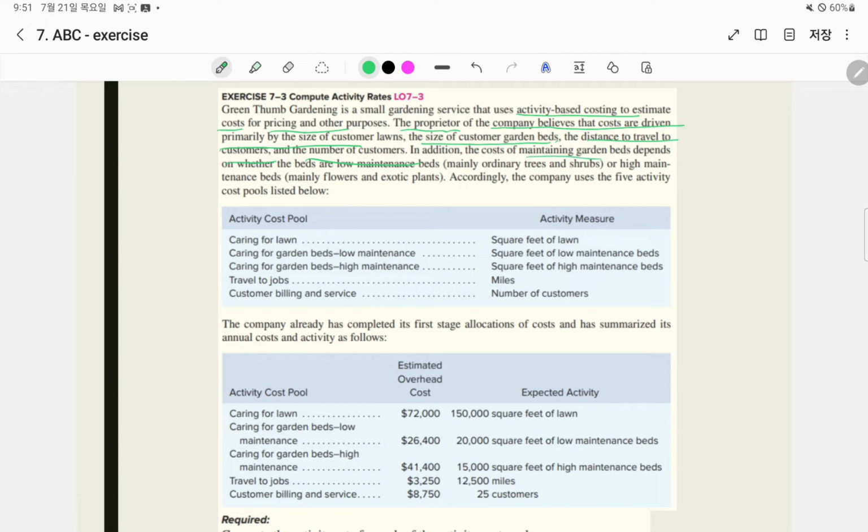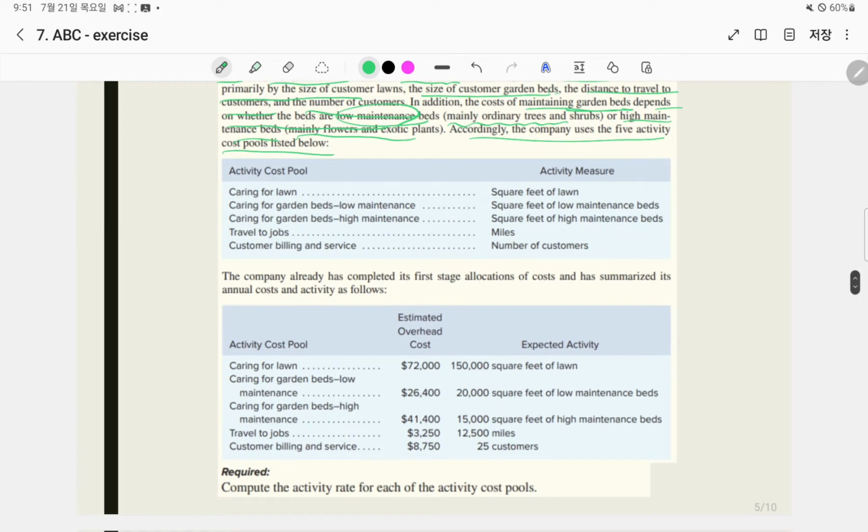In addition, the cost of maintaining garden beds depends on whether the beds are low maintenance beds, which is mainly ordinary trees and shrubs, or high maintenance beds, which consist of mainly flowers and exotic plants. Accordingly, the company uses the 5 activity cost pools listed below. So there are 5 activity cost pools: caring for a lawn, caring for garden beds with low maintenance, caring for garden beds with high maintenance, travel to jobs, customer billing and service.